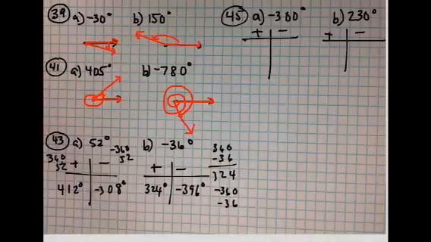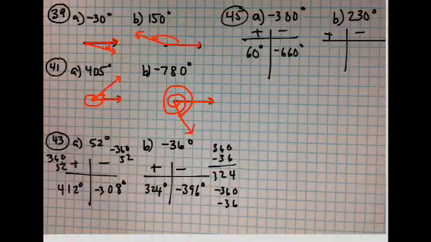Okay? So negative 300 degrees for 45, if I add 360, I end up with 60 degrees, so that's coterminal. If I subtract 360, then I end up with negative 660 degrees. For 230, if I add another 360, I get 590 degrees. And if I subtract 360, I get negative 130 degrees.